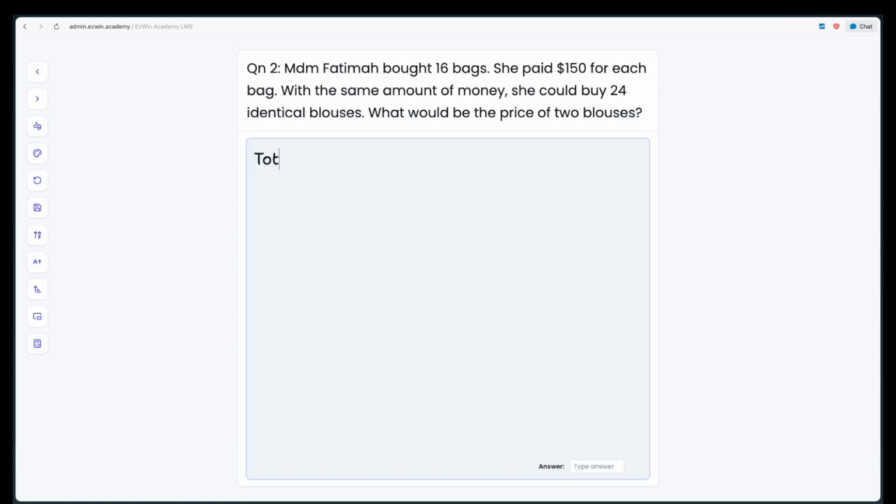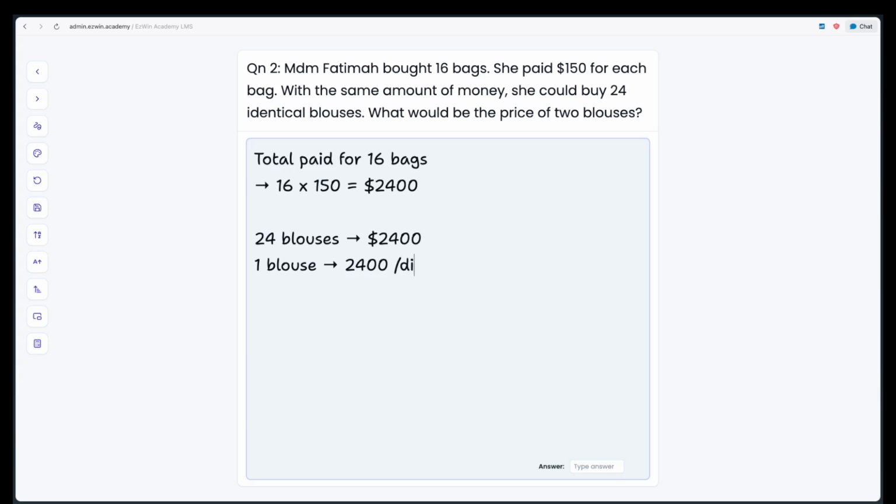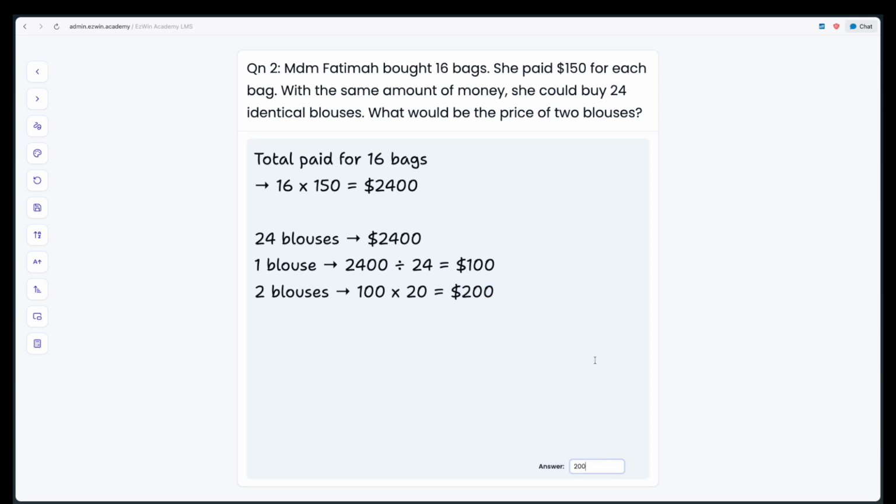Okay, so total paid for 16 bags is equal to 16 times 150. So 16 times 150 will be $2,400. Okay, and then she could buy 24 identical blouses. So 24 blouses is equal to $2,400. So one blouse is equal to 2,400 divided by 24, which is 100. So 2 blouses is equal to 100 times 2, which is $200. So the answer is $200. All right, let's move on to the next question.